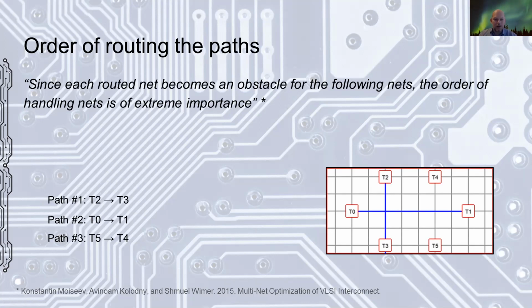But look at this trick. There we go. If we now start with the path from 0 to 1, and then with the path from 2 to 3 and the other one, all of a sudden, the unsolvable problem instance becomes solvable. And we think that this is exactly what Konstantin Moiseev meant by his quote in his well-recommended, I should say, book about chip design.